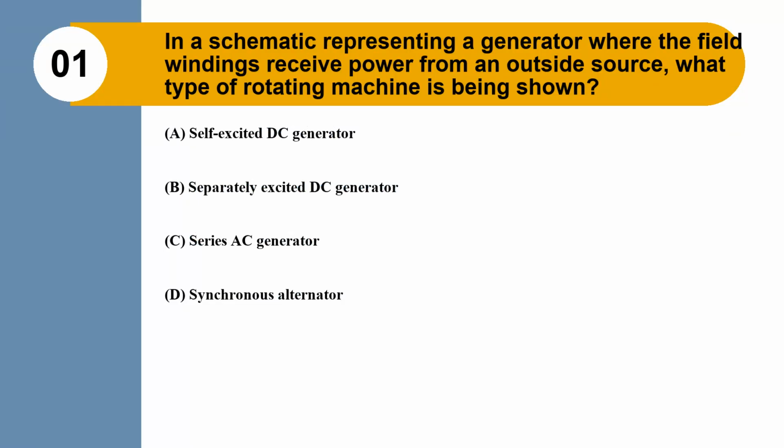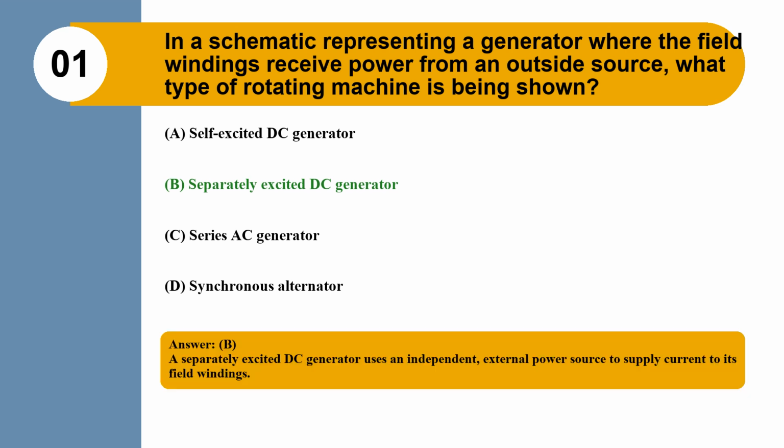Question 1. In a schematic representing a generator where the field windings receive power from an outside source, what type of rotating machine is being shown? Option A, self-excited DC generator. Option B, separately excited DC generator. Option C, series AC generator. Option D, synchronous alternator. The correct answer is option B, separately excited DC generator. A separately excited DC generator uses an independent, external power source to supply current to its field windings.